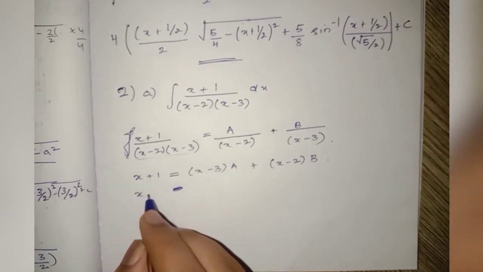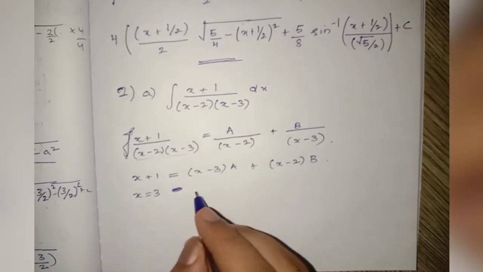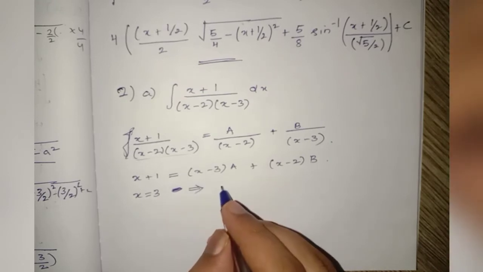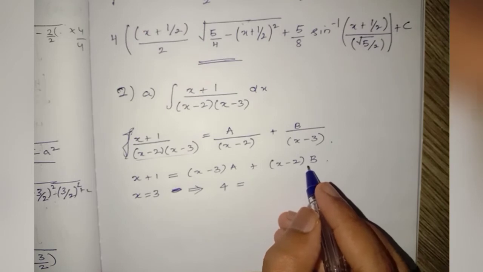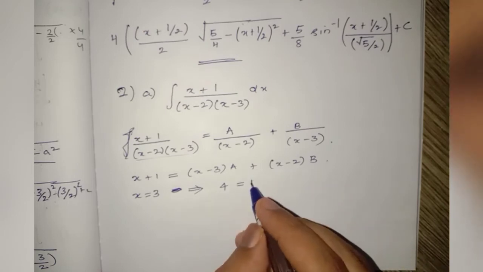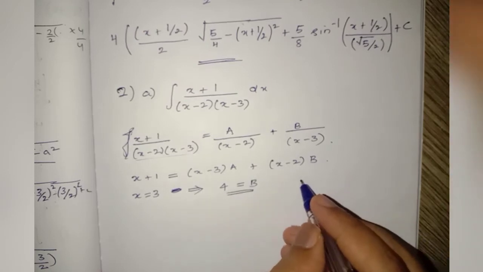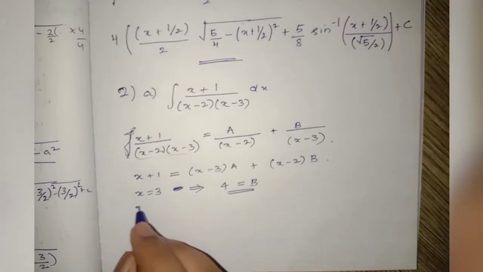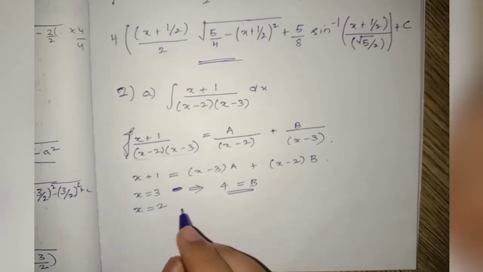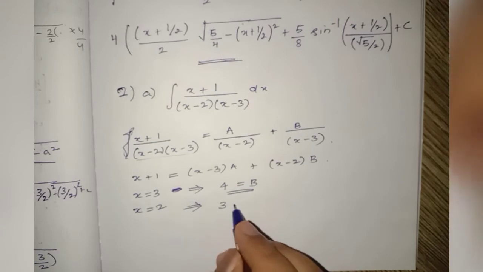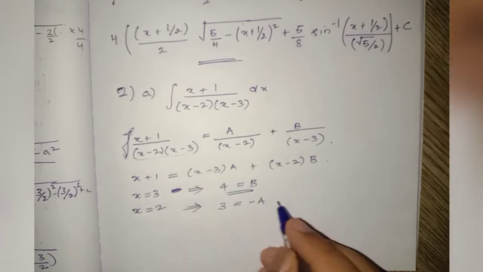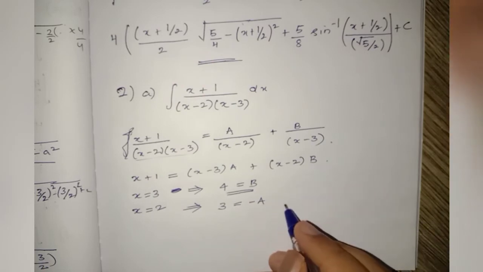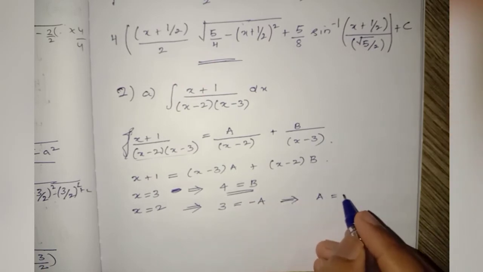Now if we solve this, if we put x is equal to 3, we get 4 is equal to 3 minus 2, which is 1b. So b is equal to 4. And if we put x is equal to 2, we get 3 is equal to 2 minus 3, which is minus 1 a plus 0. So this implies a is equal to minus 3.